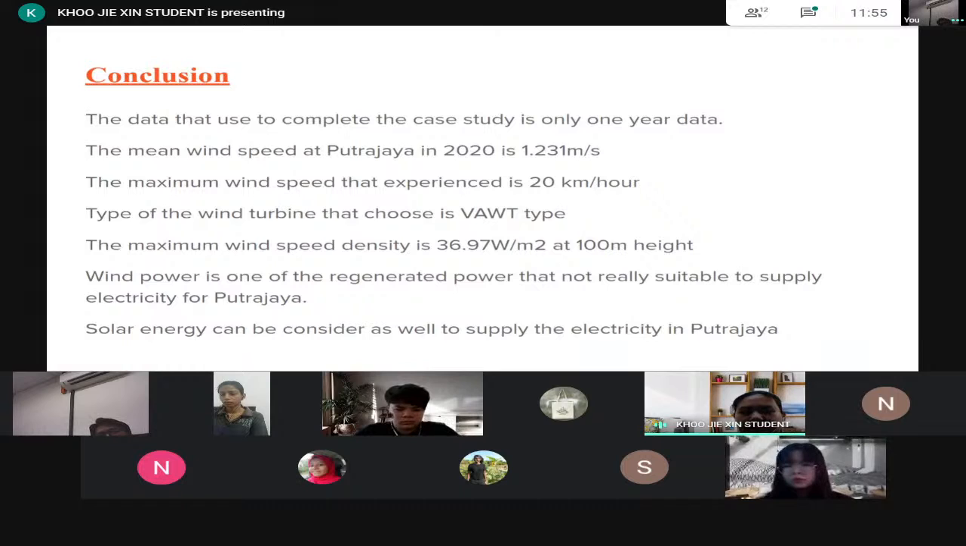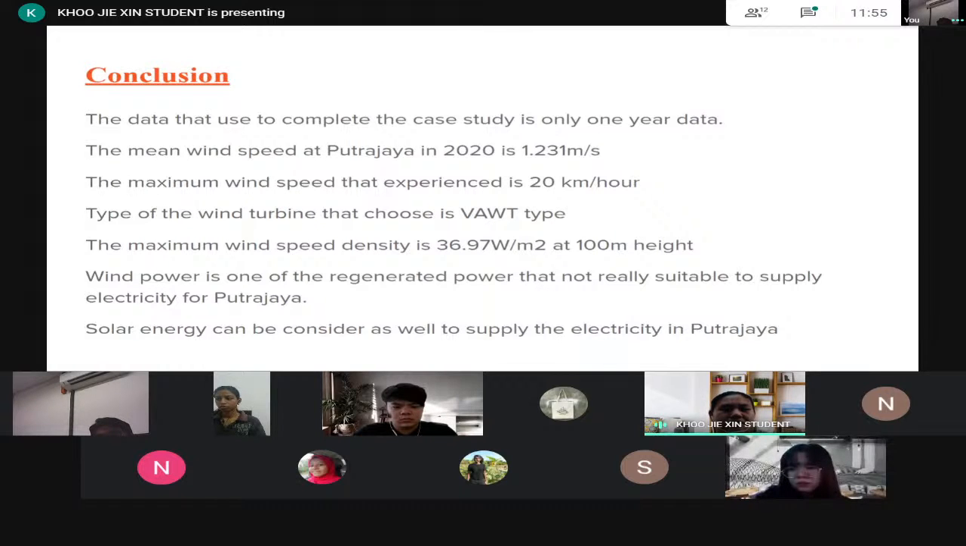For the type of wind turbine I would choose, because the wind comes from different directions, I chose the vertical wind turbine, and of course it will be onshore, because in Putrajaya even though they have a river, it's not suitable for us to put the wind turbine. The maximum wind, as just now talked about with the wind speed density, I will pass through it.